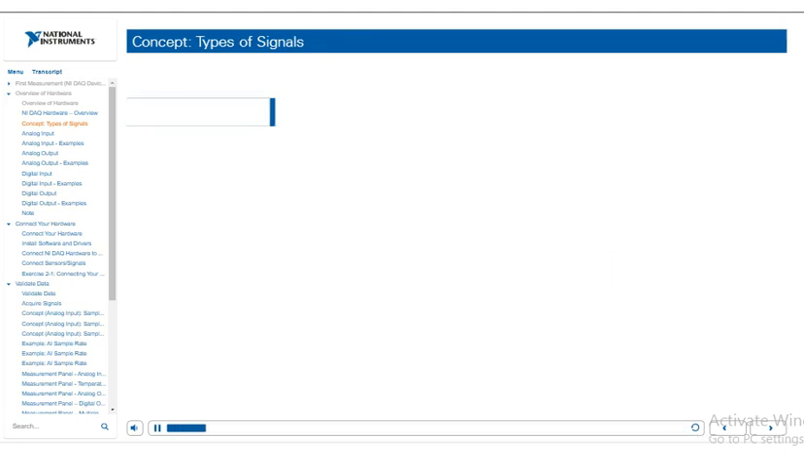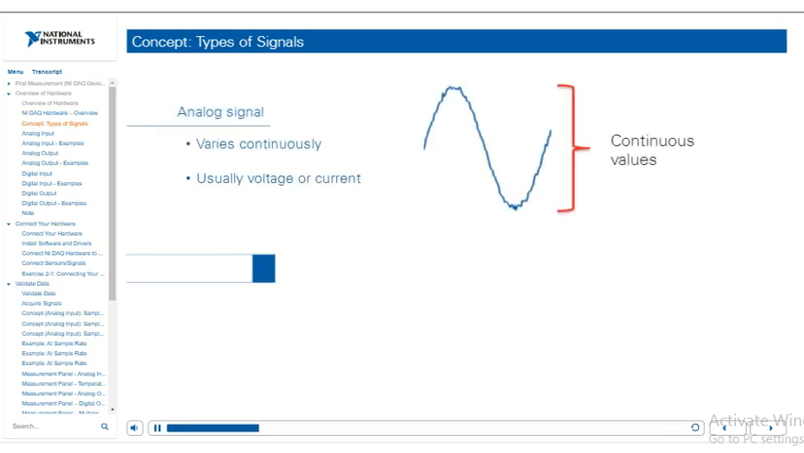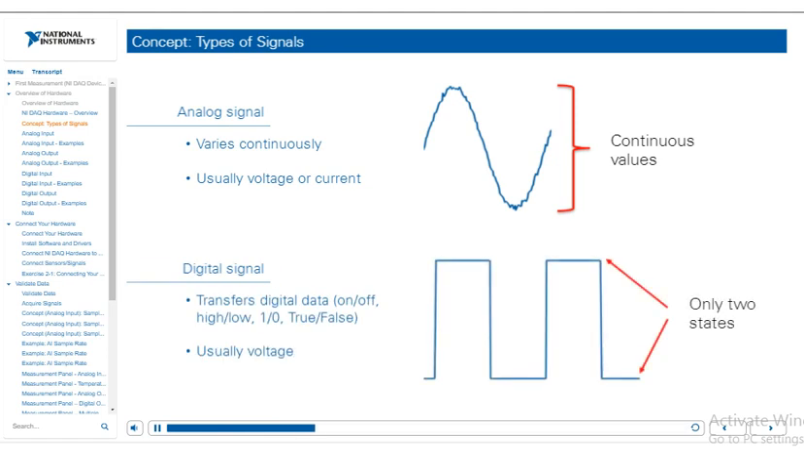You can group real-world signals as either analog signals or digital signals. Analog signals are signals that vary continuously and have continuous values. Examples of analog signals are temperature or current. Digital signals are signals that transfer binary data, on and off, high and low.